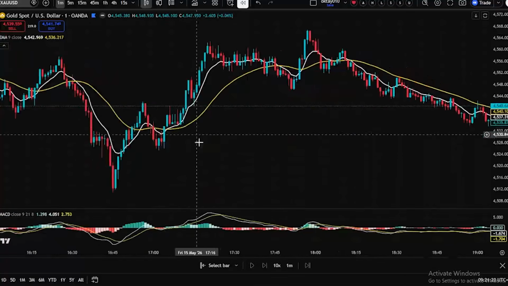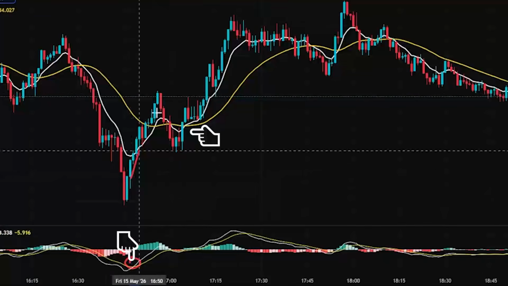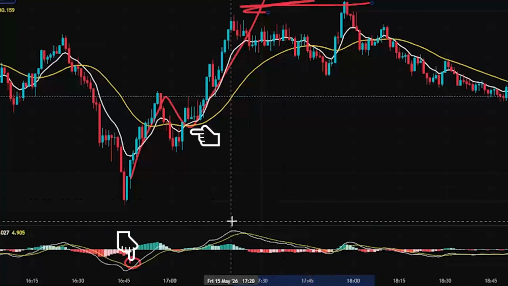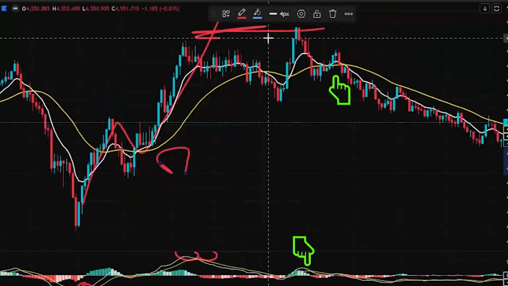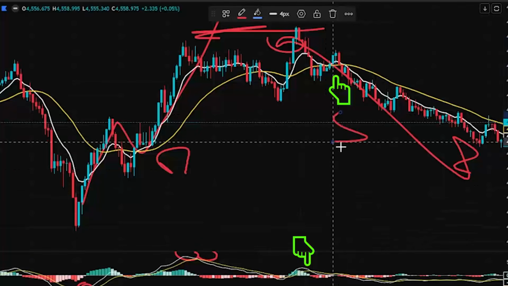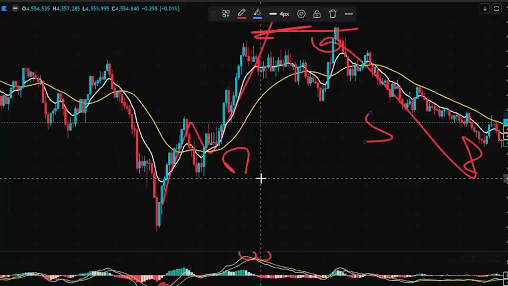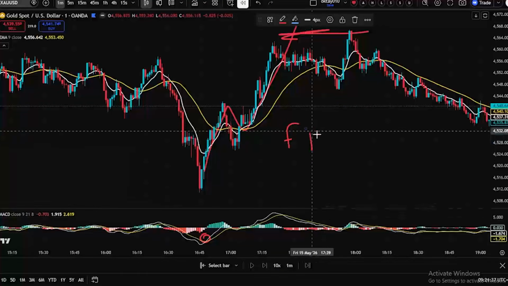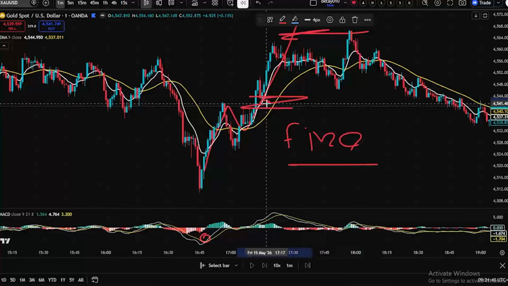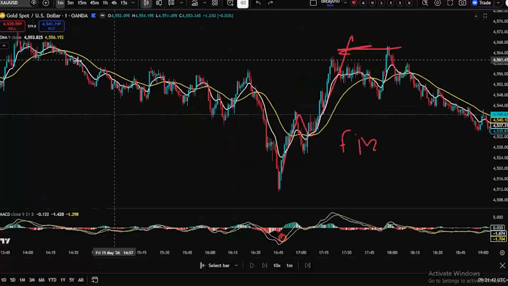How does it confirm like this? When the MACD line crosses the signal line upwards, it implies a buy signal, bullish. When the MACD line crosses the signal line downwards, it implies a sell signal, bearish. Always use it together with EMA 9.21 and Fibonacci levels so that the signals are more accurate and error-free.